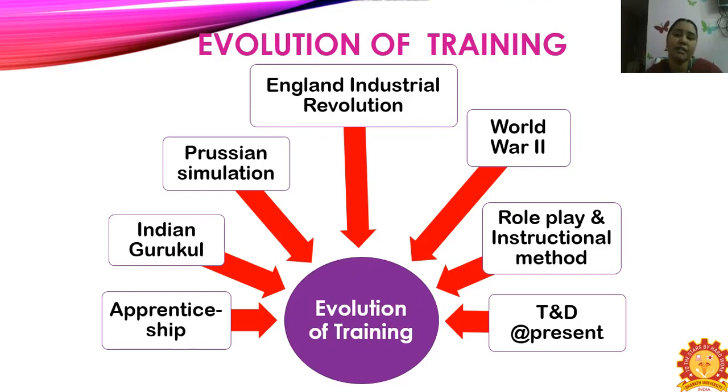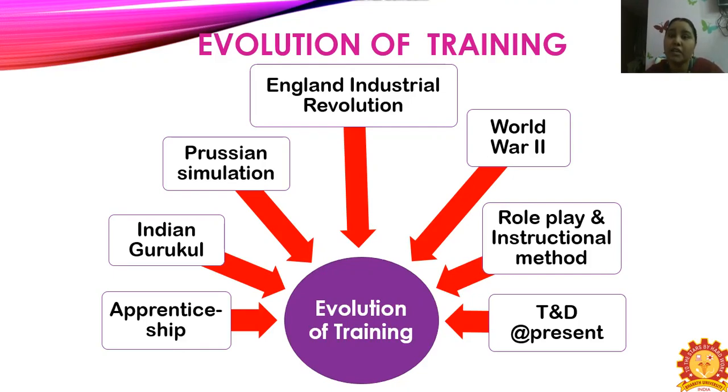Then came the role play instruction method. This role play instruction method was founded by Dr. Jacob Moreno. He was an Austrian who was a leading psychiatrist, and he studied psychology extensively. He was a sociologist and thinker, and he came up with this designed method for training programs. He said that role play is one of the effective methods of training.